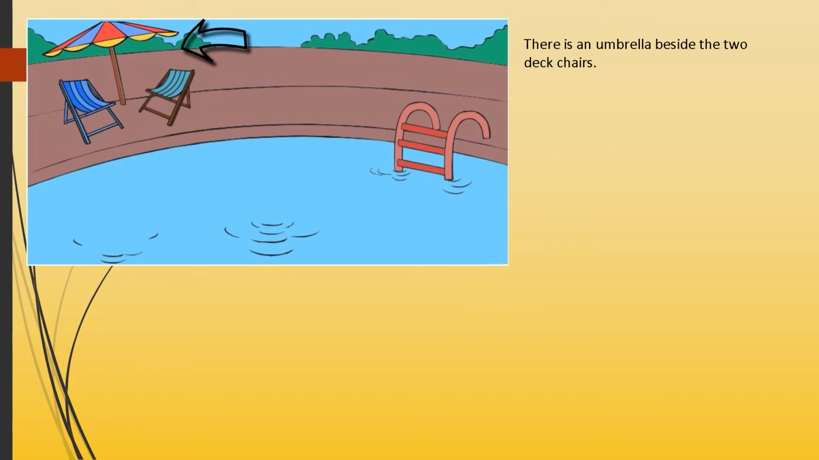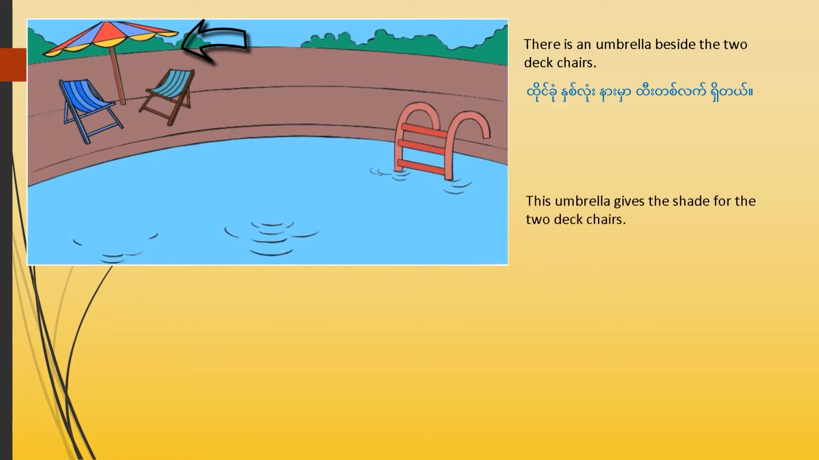There is an umbrella beside the 2 deck chairs. This umbrella gives the shade for the 2 deck chairs.